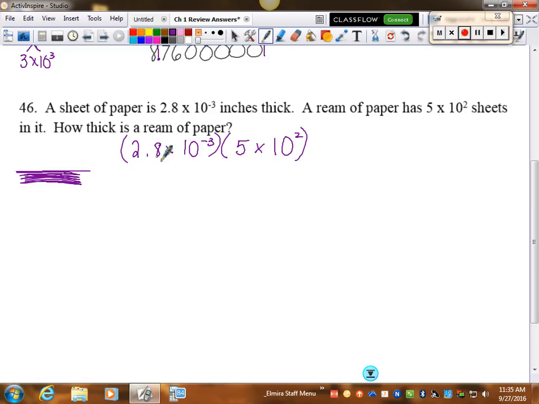Now I can't use my shortcut here because 2.8 times 5 is going to be larger than 10. So I'm just going to go ahead and type the whole thing in. 2.8 times 10 caret negative 3, open parenthesis, 5 times 10 caret 2. And this answer, the calculator answer, 1.4, is sufficient, because that's a number that's so small, scientific notation is not necessary or even helpful.